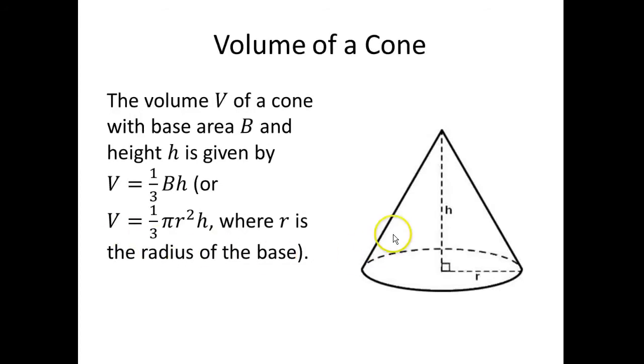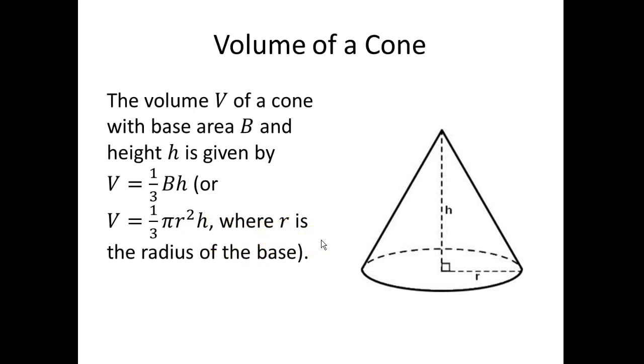So in conclusion, since the inscribed pyramids, once I increase the number of sides on the bases, get really, really close to 1/3 pi r squared h, what we conclude is that the volume of the cone is equal to 1/3 times pi times the radius squared times h, where r is the radius of the base of the cone.